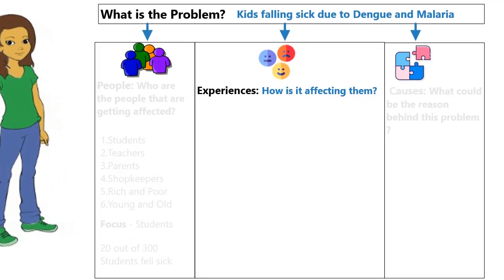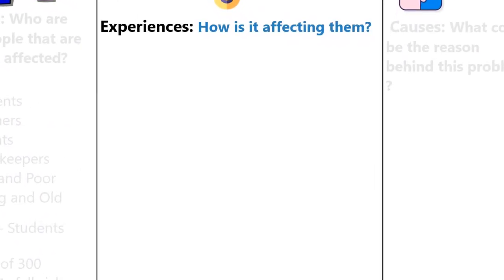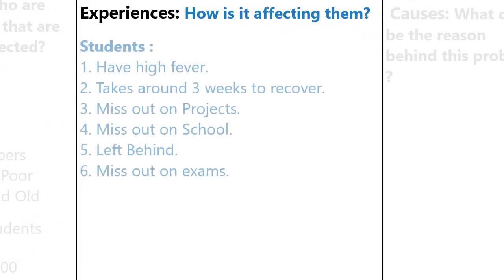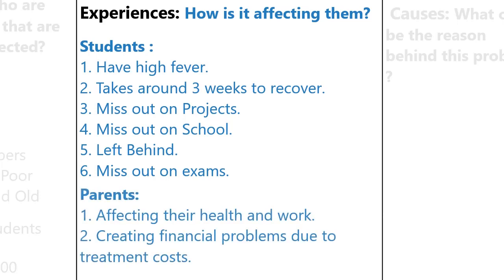Different people were facing different kinds of issues due to the problem. Students have high fever and weakness. It takes around 3 weeks for students to recover and come back to school. They miss out a lot of learning because of this. And sometimes they even miss out exams when they fall sick during the examination. Parents get physically tired taking care of their children and managing their work. Moreover, it creates financial stress in the family.